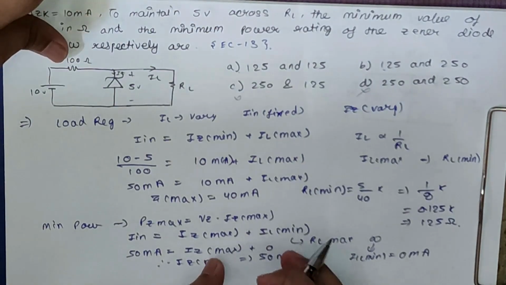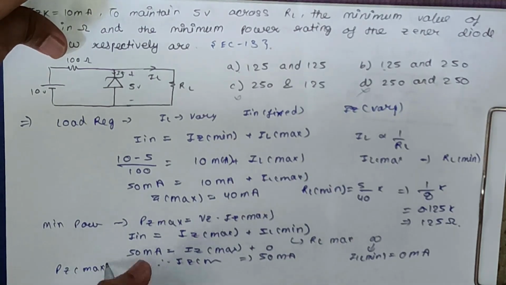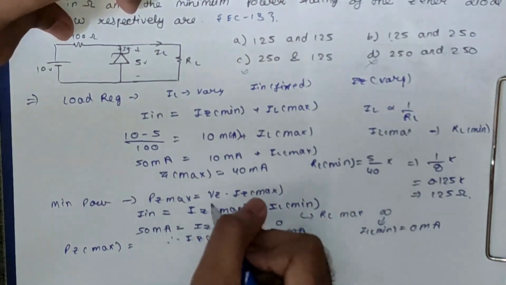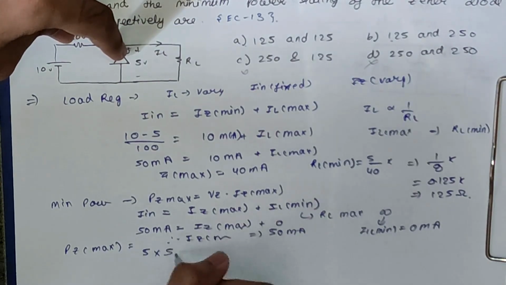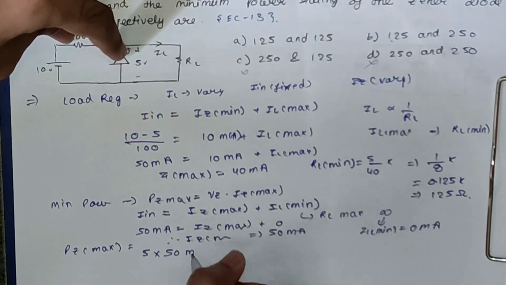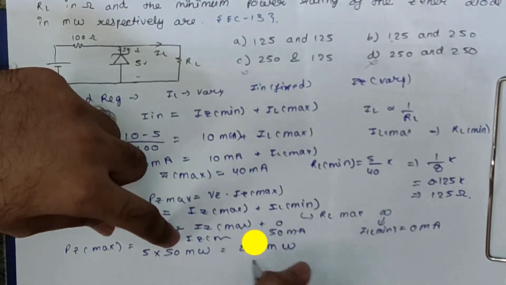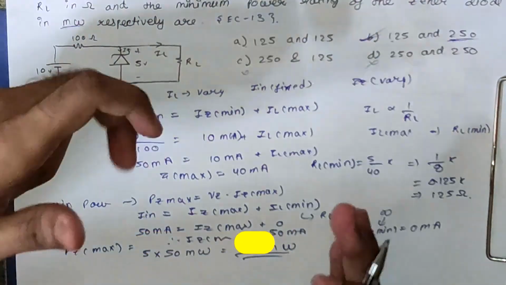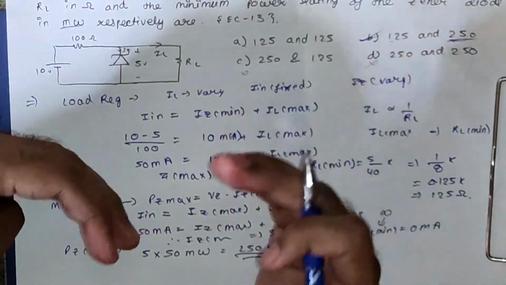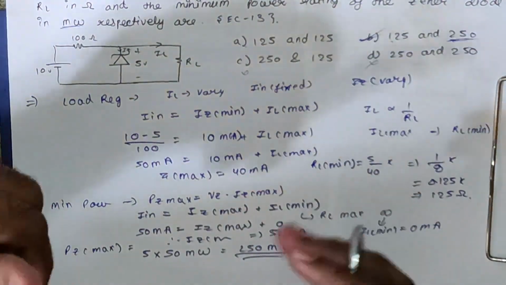Now we are going to put this value into the equation. PZ max equals VZ, which is 5, into IZ max, which is 50 milliampere. Ampere into volt is watt. So 5 times 50, that is 250 milliwatt, is your answer. From the options you can see B is the correct answer. So if you narrow things down as much as possible, you can solve this type of question very easily, without any mistake and quickly.